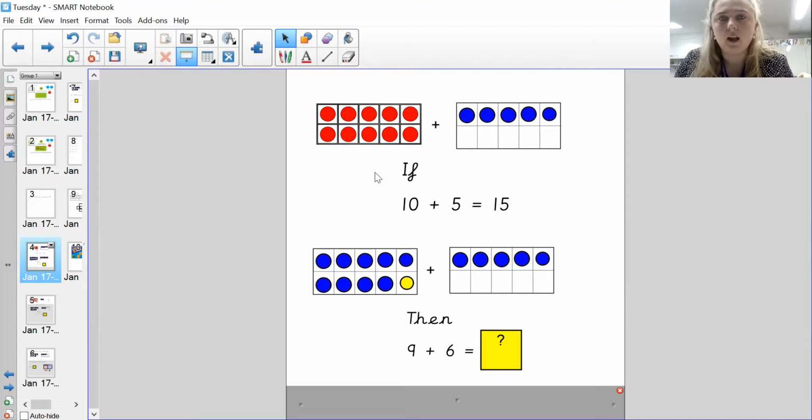Oh, hold on a minute. That looks just the same as up here. 10 and 5, 10 plus 5 equals 15. So 9 plus 6 must also equal 15. I'm right. Fantastic. That's an easy trick, isn't it? If you fill up a tens frame with the leftovers from the next one, then it makes it easier to add.